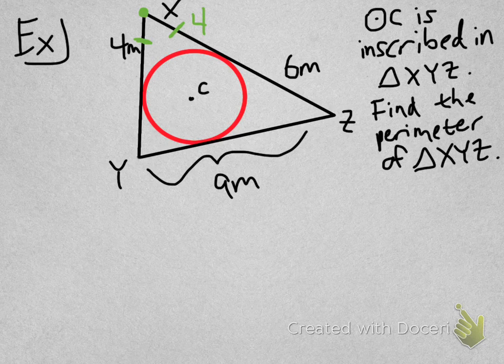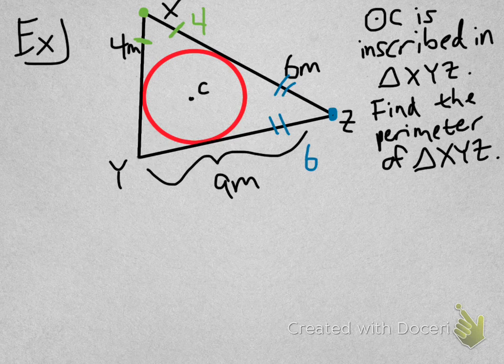Same concept here. Let's look at point Y. No, let's not look at Y yet. Let's look at it after, and I'll show you why. All right, so we have point Z here. We know that this is 6. The other tangent segment here must also be 6 because they're congruent, right?